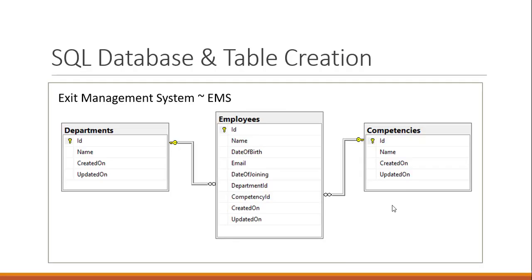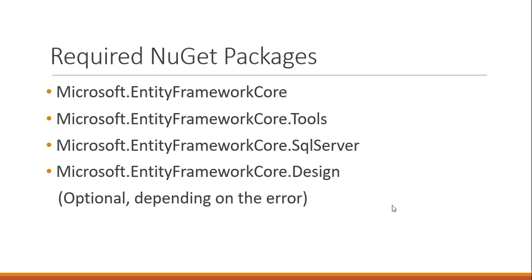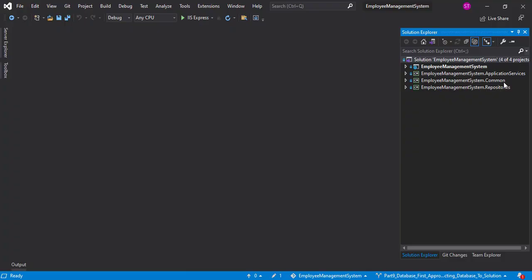Okay, to do that, the first step again is to install the required NuGet packages. So we'll start with this. Right now we have two options. We can either install all the required NuGet packages in the common layer or in the repositories layer. We can actually install all the packages in the common layer, but since all these packages are very specific to the repository layer, I'll prefer to install them in the repositories layer instead. So let's go ahead and do it.